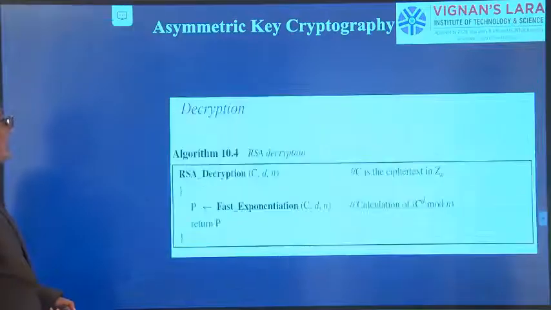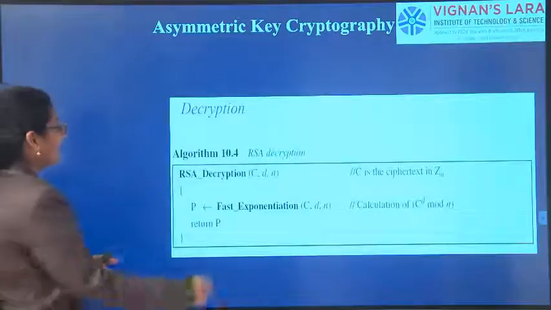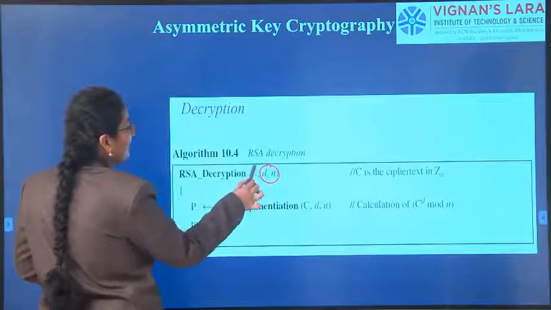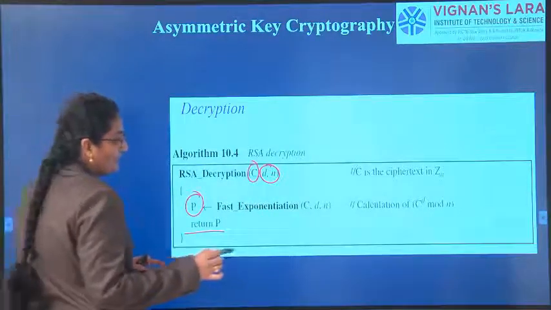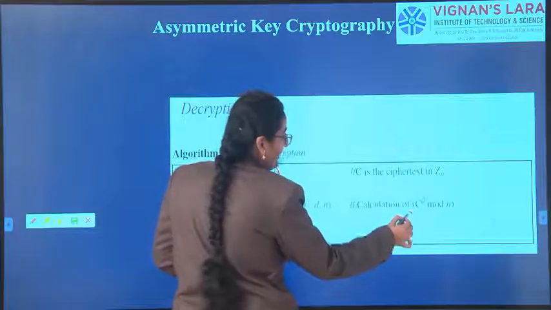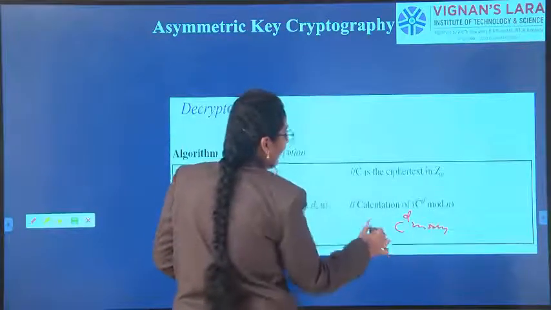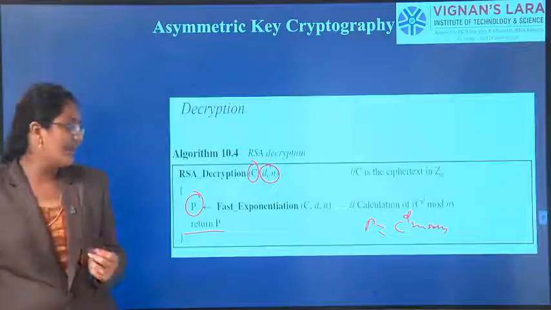In the same way, on the decryption side also, we are taking the private key, which is nothing but D comma N, we are taking the ciphertext, calculating the value of P, and returning the value of P. For that we have the formula: ciphertext power D mod N equals plain text. So the remaining we will see in the next class.